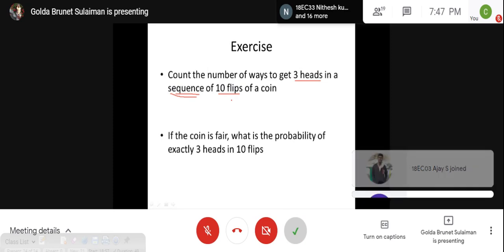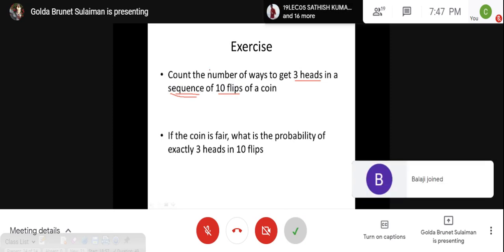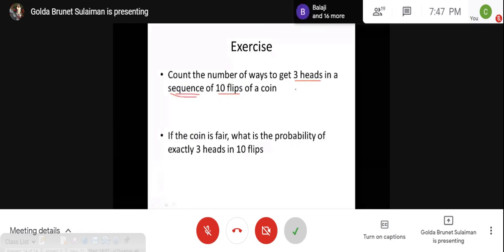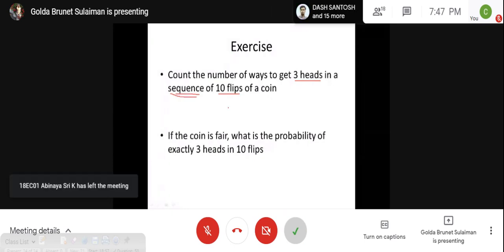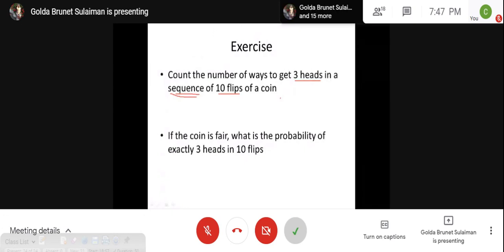So here the order of the outcome doesn't matter. As Sandhya said, it is 10C3. But is there any other way to get this 120? If you apply the formula 10C3, you will get 120, no doubt. Is there any other way to get this 120?